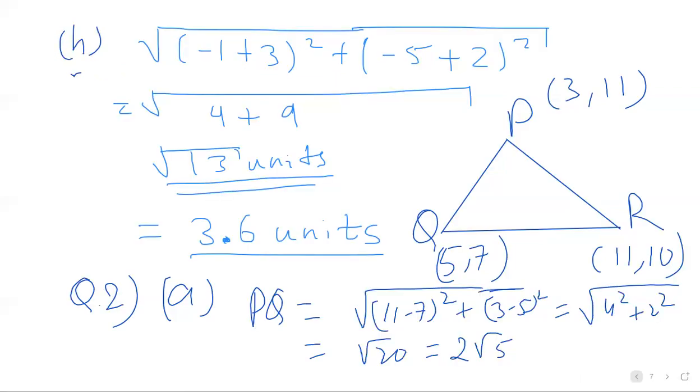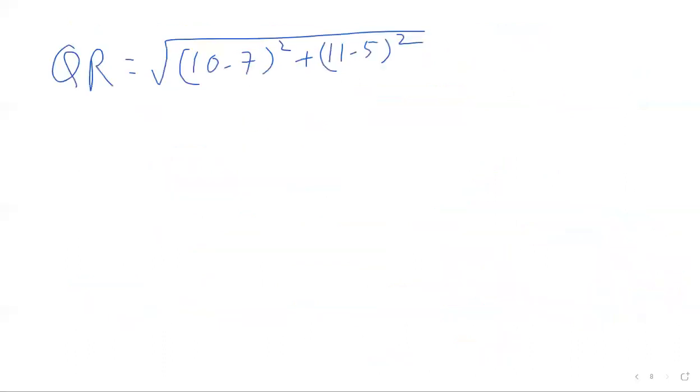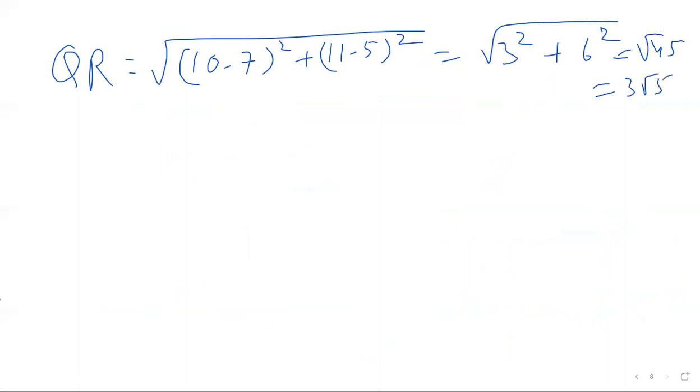10 minus 7, 11 minus 5 whole square. 10 minus 7 is 3 square. So this will be root 45. This comes to 3 root 5. Okay, and now PR.